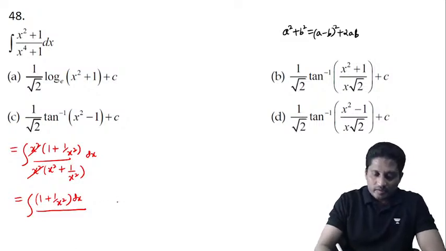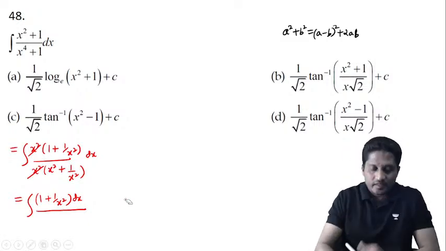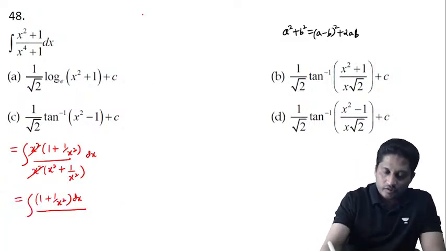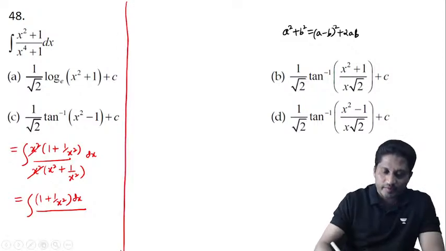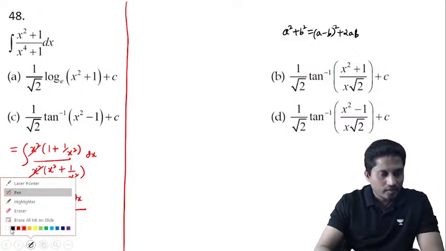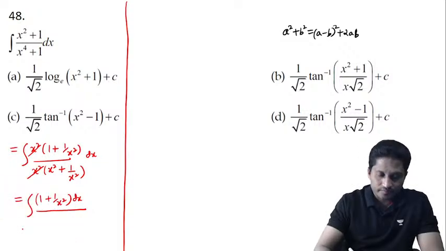A square plus b square can be written as a minus b the whole square plus 2ab, right? You can check the recordings. I have done all the questions from 2014 to 2022 papers, and watch the recording if you want.